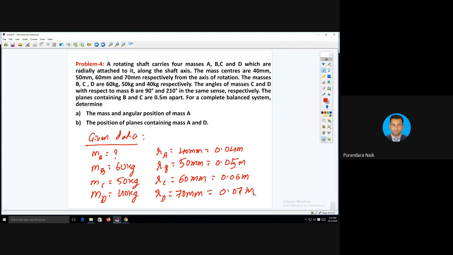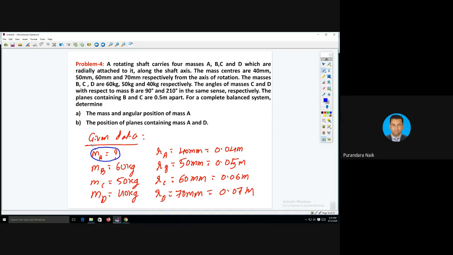Mass is given and the radius is given. Here the unknown mass is MA. MA is an unknown mass, and we need to find out the angular position of MA. Next set of data is given here.